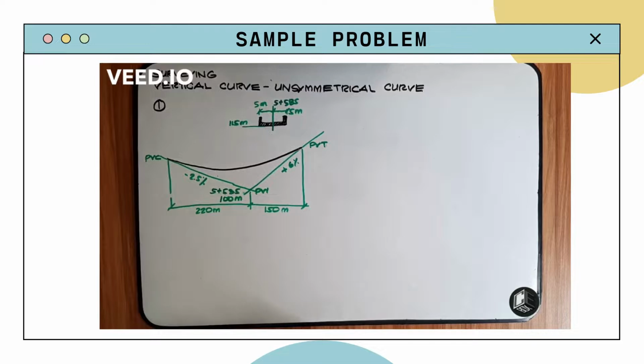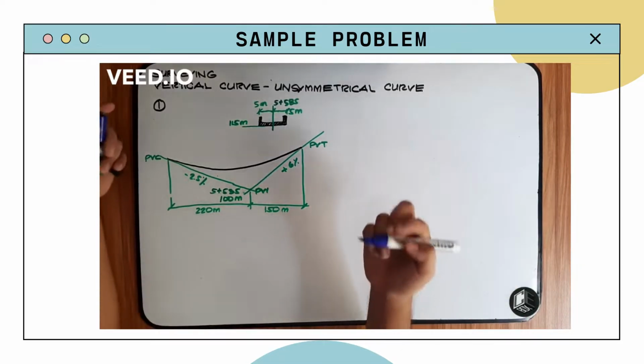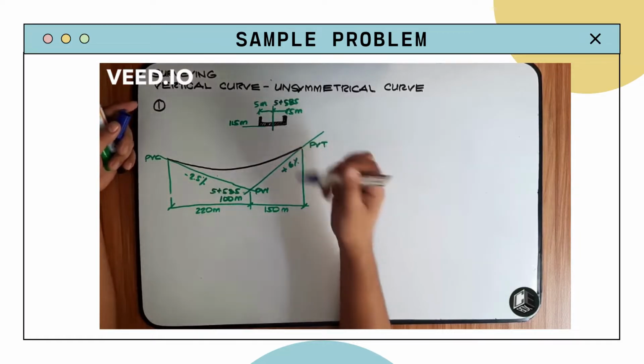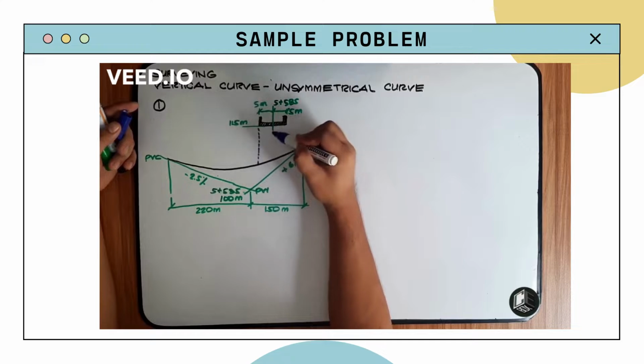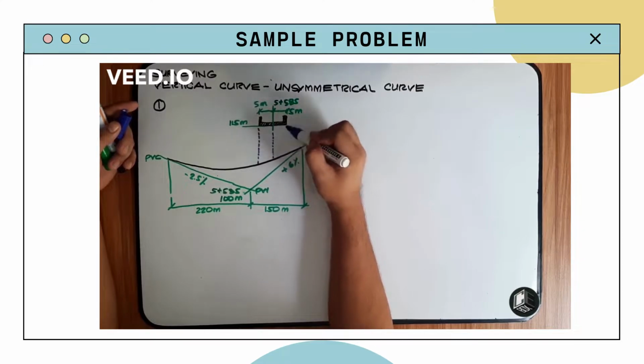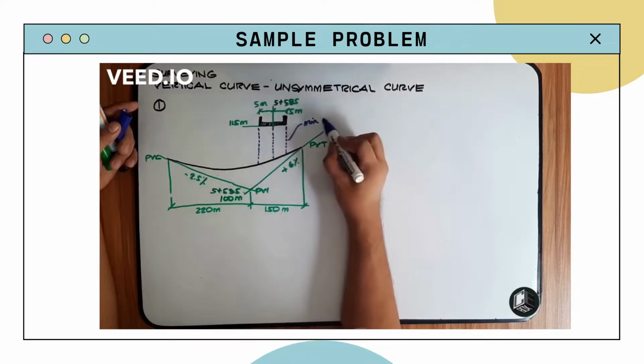So, ngayon, ang pinapahanap dyan is yung minimum clearance. Meron tayong dalawang clearance dito. Actually, tatlo eh. Dito sa side na to. Okay? Then, dito sa gitna, sa center line. Then, dito. So, ano yung minimum clearance dyan? Ito yung minimum clearance. Kasi ito yung pinakamaliit na clearance.